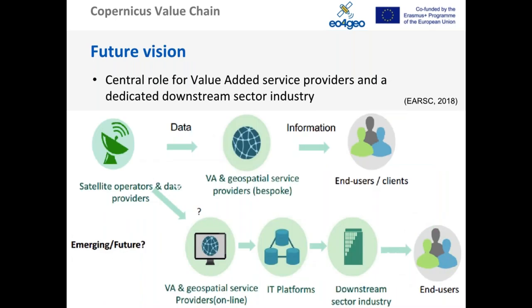Now, the future vision for the value chain is that this would become more distributed, less centralized, where you have, inter alia, added value service providers that can work online, remotely, and have access to the data based on IT platforms. There are new developments in Copernicus with the development of DIAS, so that it would become available online for the downstream sector industry so that they can create new apps for end users. Online, but also offline, of course, in different ways. So that is probably, and we see it emerging, the new value chain, how it would be organized for Copernicus. Next slide.